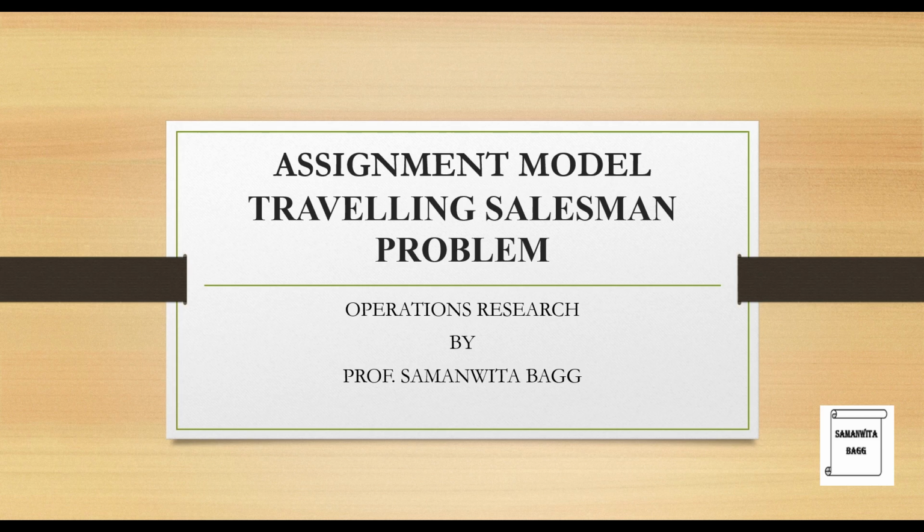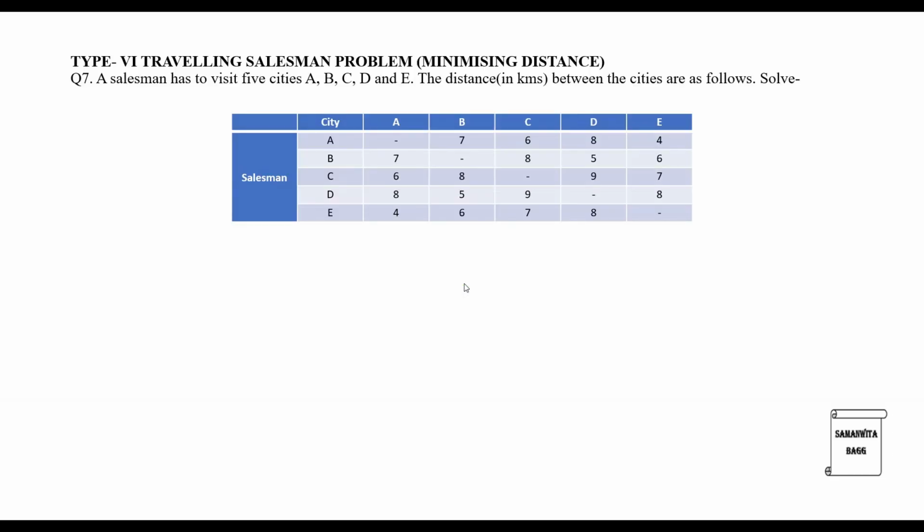Welcome to the next session on operations research. In this session, we are going to take up the next problem on assignment model. The type of problem is the traveling salesman problem. Now, this is a very famous type of numerical of assignment model.